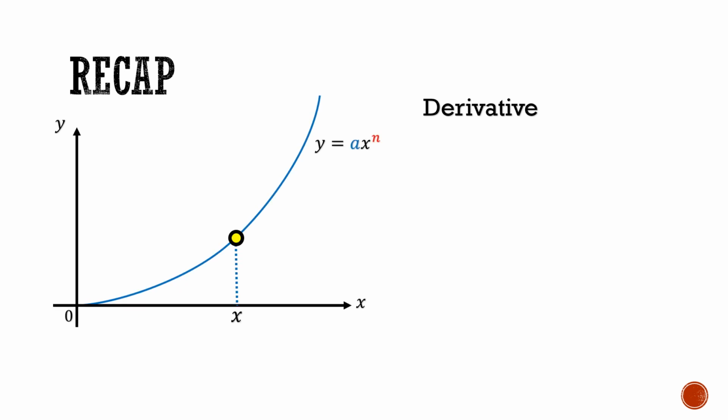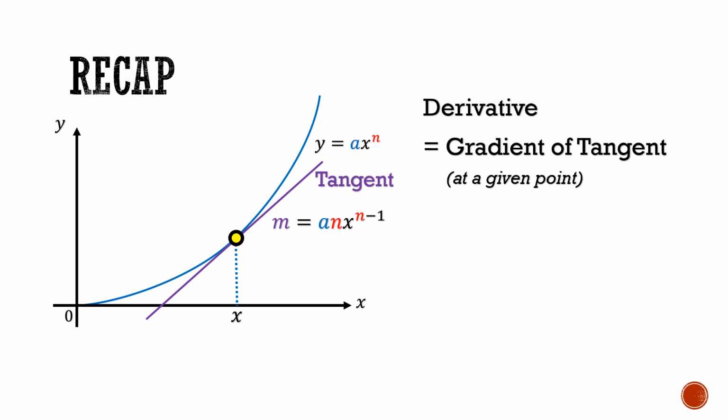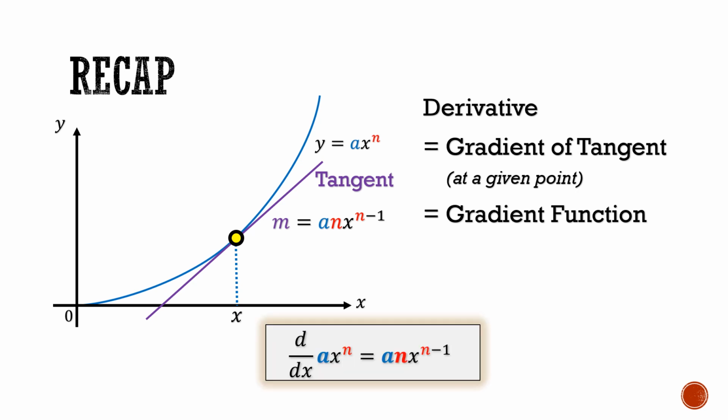In part 1, we started with the concept of the derivatives. For any given function at any given point, the derivative will tell us the gradient of the tangent at that point. We can also call it the gradient function. We have also learned that for power functions, the derivative of ax to the power of n is given by anx to the power of n minus 1.